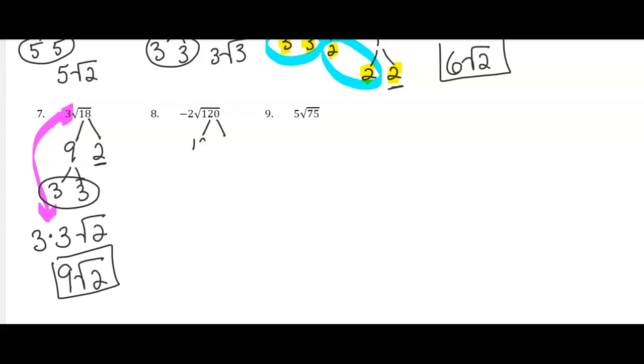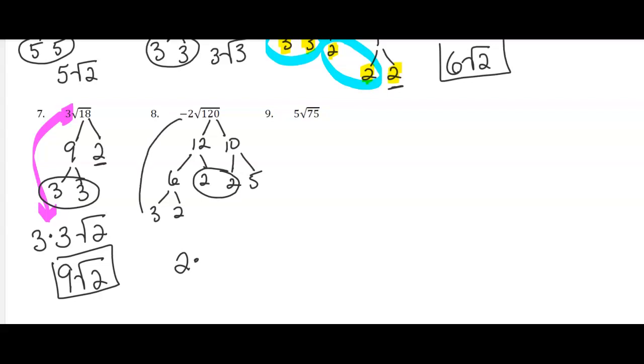Okay, so 120, I would do 12 and 10. 6 and 2. 3 and 2. Okay, so that's all done. And then 2 and 5. So let's see, I have a pair of 2's right here. So I could put a 2 outside.